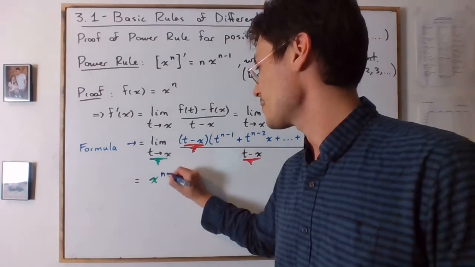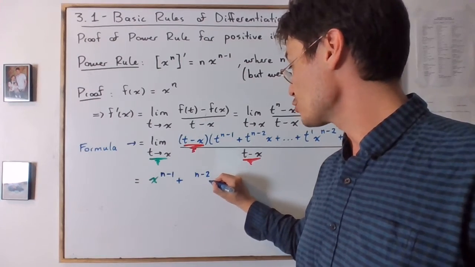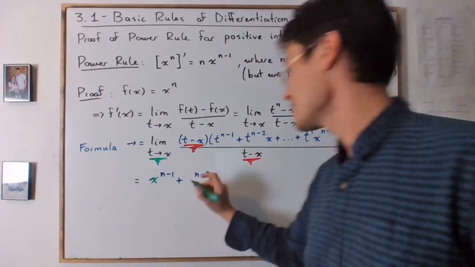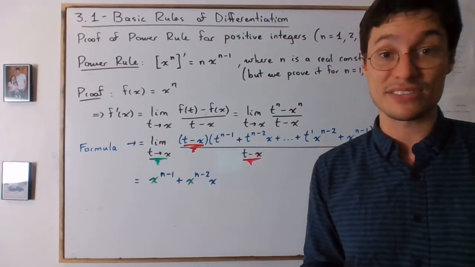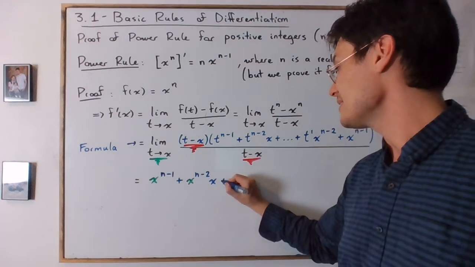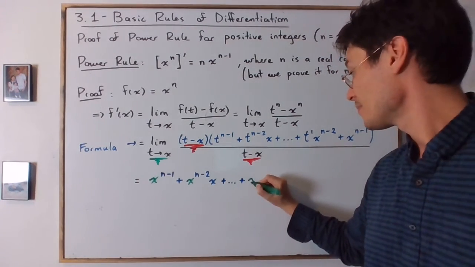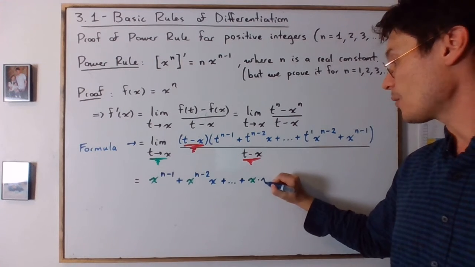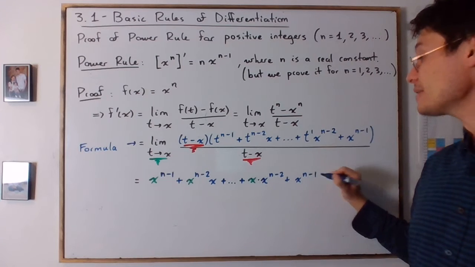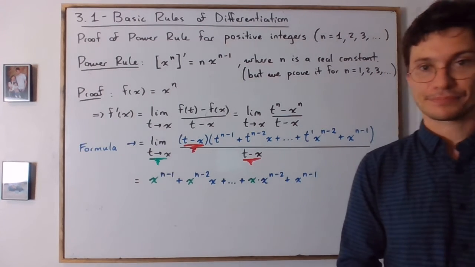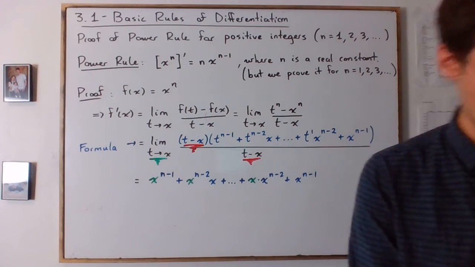So I have x to the power of n minus 1, plus x to the power of n minus 2 times the blue x. The blue x is actually a constant as far as this limit is concerned, so it's not replaced by anything particular. Then you have x times x to the power of n minus 2, plus x to the power of n minus 1.